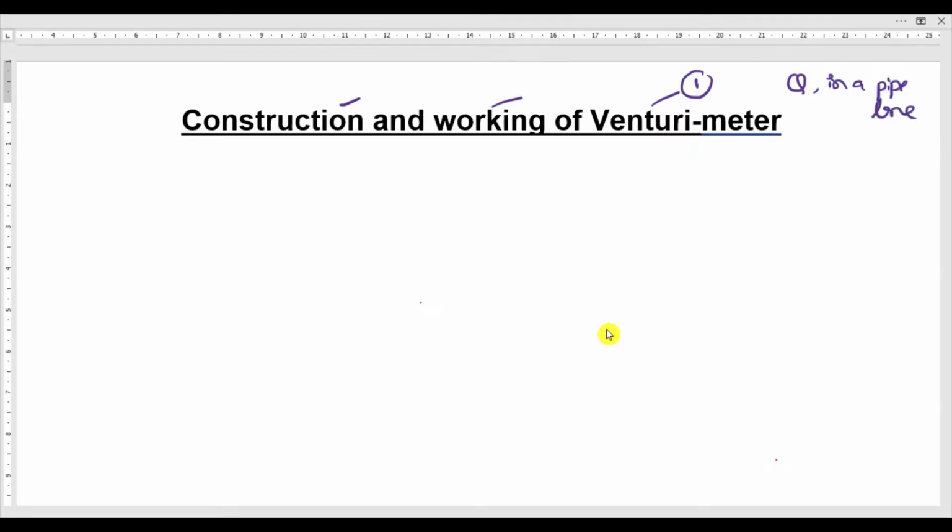This venturimeter works on the principle of Bernoulli's equation. Bernoulli's equation is P by rho g plus V square by 2g plus Z is equal to constant. This venturimeter was discovered by a scientist called Venturi in the year 1722 to 18.